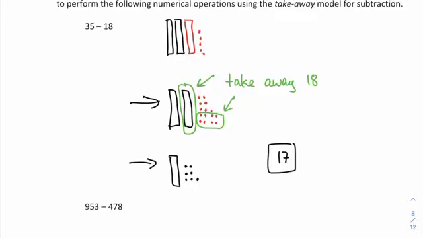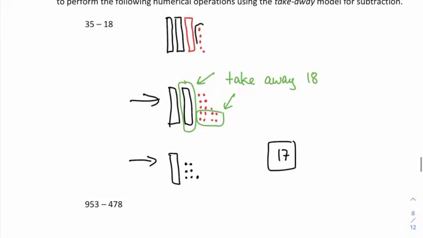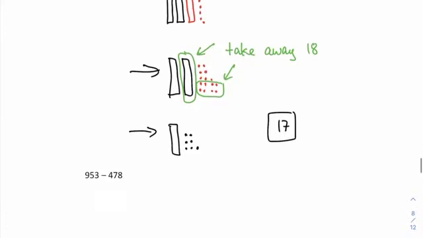This idea of recognizing that I needed to take away more 1s than I started with, right? I started with only 5 1s, but I needed to take away 8, leads to this breaking apart of one of my 10s. This is the borrowing idea. Like we borrowed from this position right here to make a lot more red singles, so I could take away what I needed to take away.